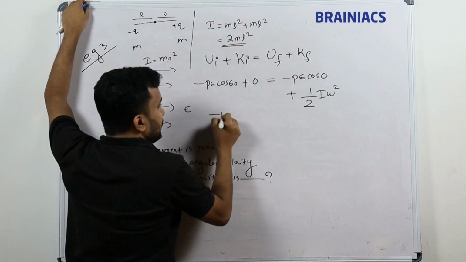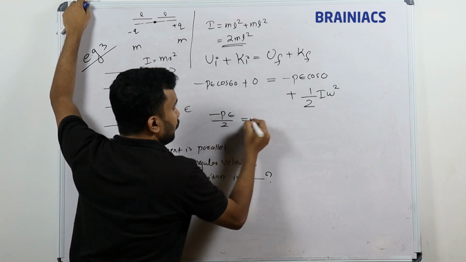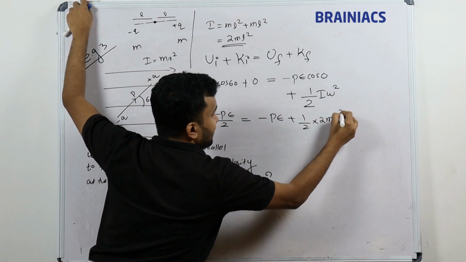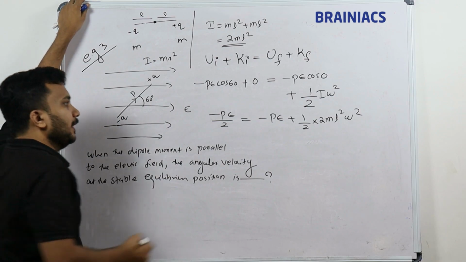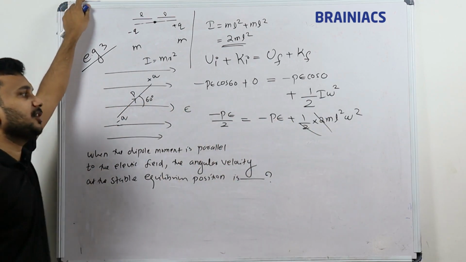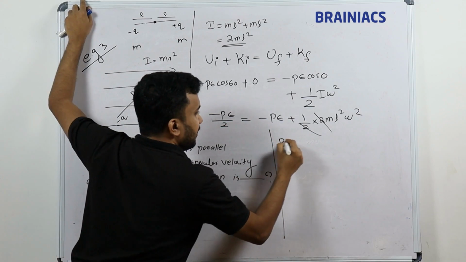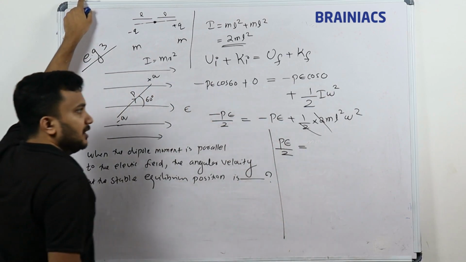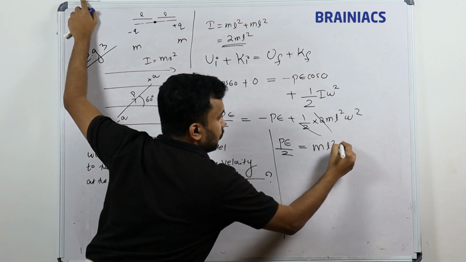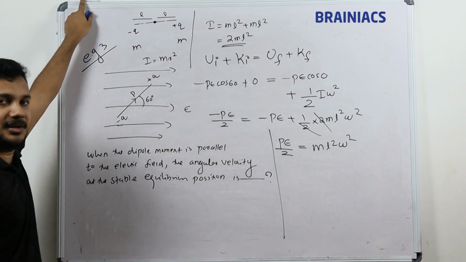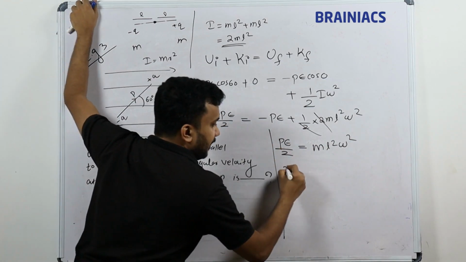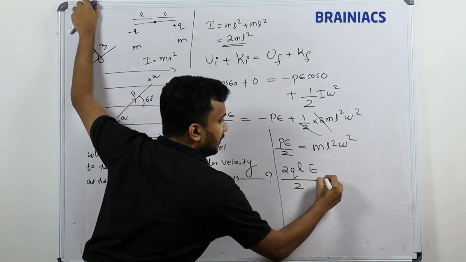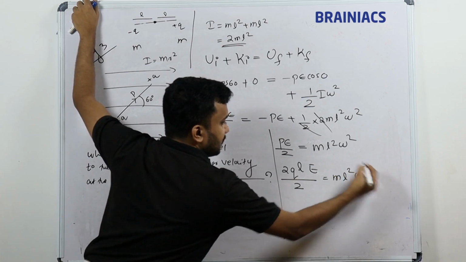So minus PE cos 60, meaning minus PE by 2, equals minus PE plus 1/2 times 2ml square times omega square. The 2 and 2 get cancelled. Taking minus PE to the left-hand side, it becomes PE by 2. PE by 2 equals what is on the right-hand side: ml square omega square. We need to find omega. We know P equals 2q times L, so 2qLE divided by 2 equals ml square omega square.